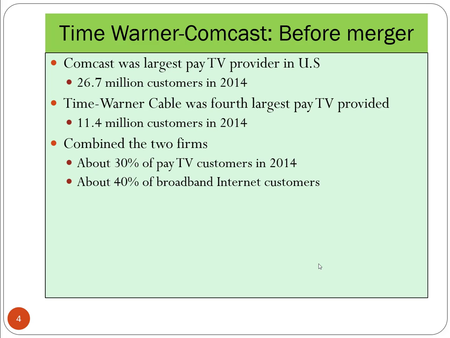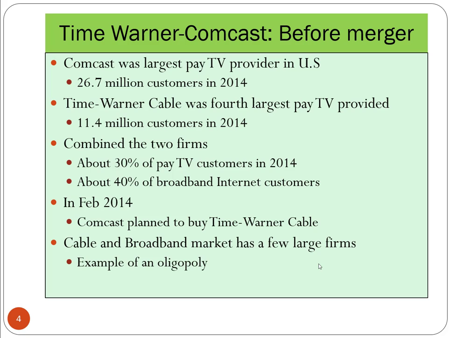And what Comcast wanted to do basically was to buy Time Warner. If it had done this, then the combined two firms, they would have had about 30% of pay TV customers in 2014 and about 40% of broadband internet customers. So a lot of people get their broadband internet through their cable company. So in February 2014, what Comcast did was it announced that it was planning to buy Time Warner Cable.